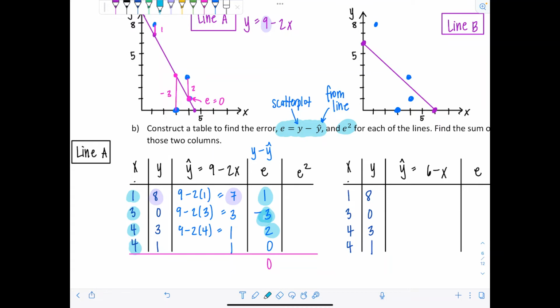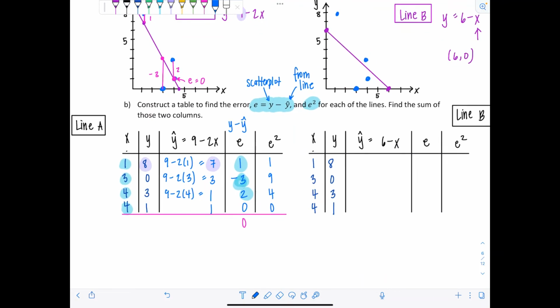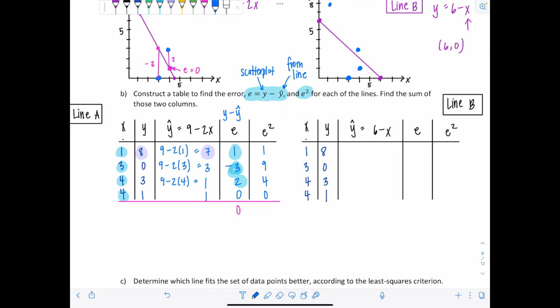So that's why we square the error. I don't know if you remember, we did this with standard deviation too. We square the error. So 1 squared is 1, 3 squared is 9, 2 squared is 4, 0 squared is 0, just so that the negatives and positives don't cancel each other out. And then we're going to sum up the error squared. So 1 plus 9 plus 4 plus 0, that's 14. Okay. Now we're going to do the same thing with line B.